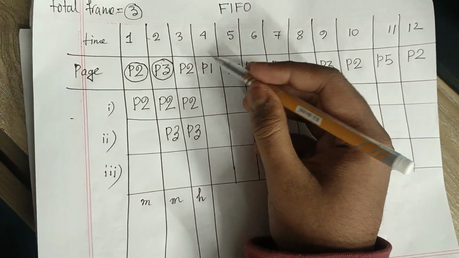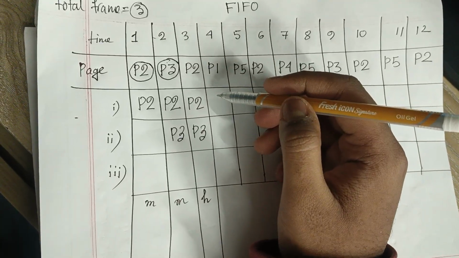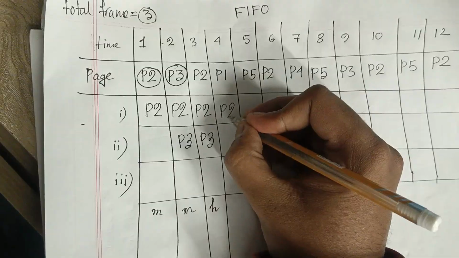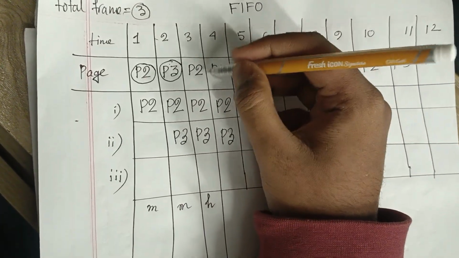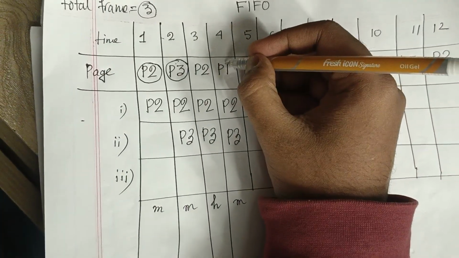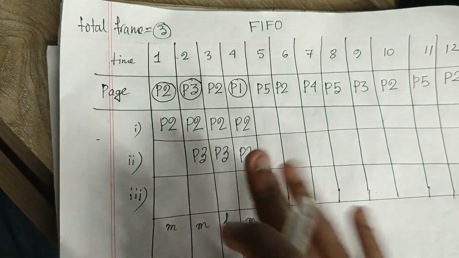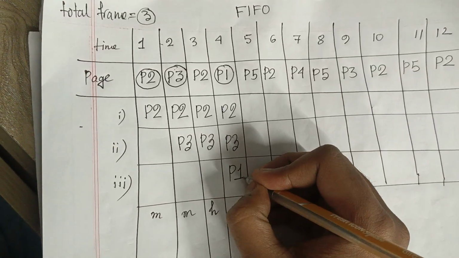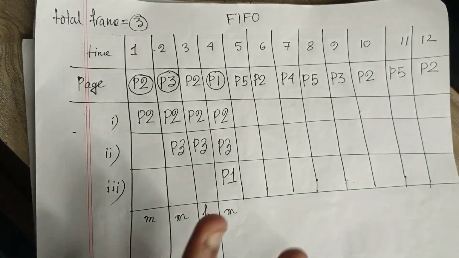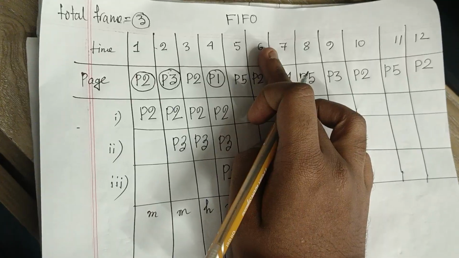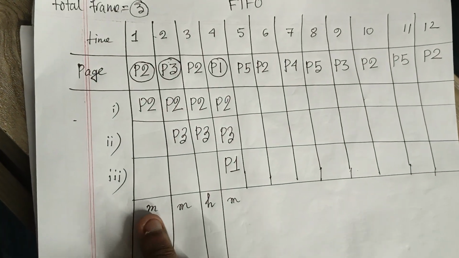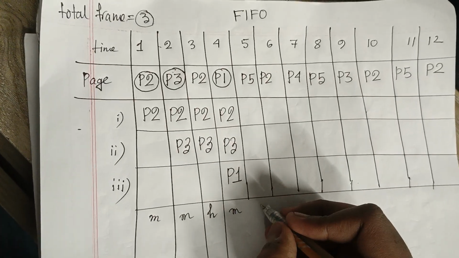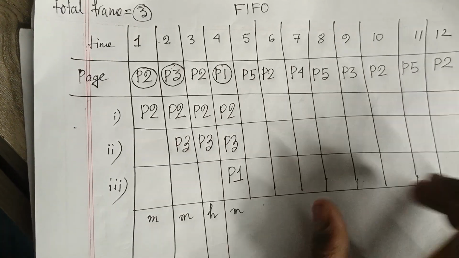Then again P1. So before going to P1, what do we have to do? Copy the previous blocks, P2, P3. Does P1 exist? No, miss. So let's write P1 here. Now for every algorithm, FIFO, LRU or optimal, these 4 blocks are similar. From this block our main algorithm starts.